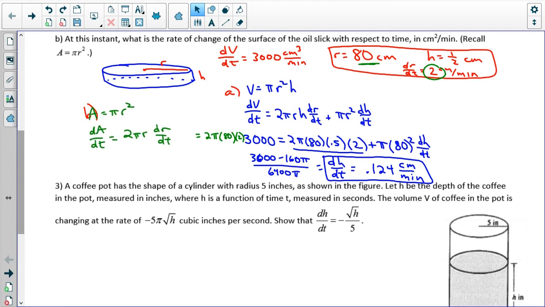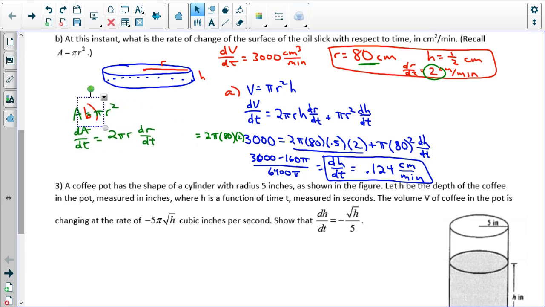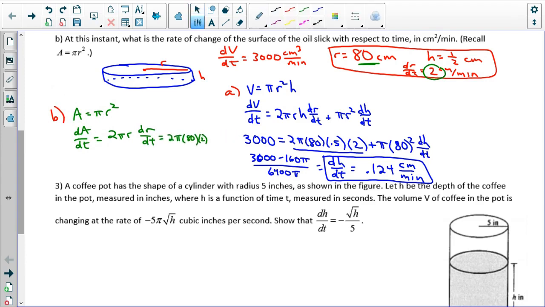I probably should move this over just a little bit, so it's a little bit easier for you to read. And then when I just multiply everything together, I end up with 320. That's not a 2. 320 pi, which you can leave the answer as, or you can also write it as 1006.310 centimeters squared per second is the rate of change of area with respect to time.